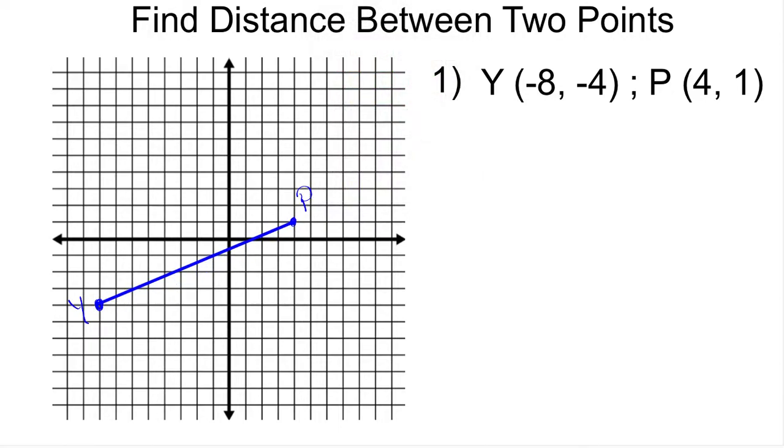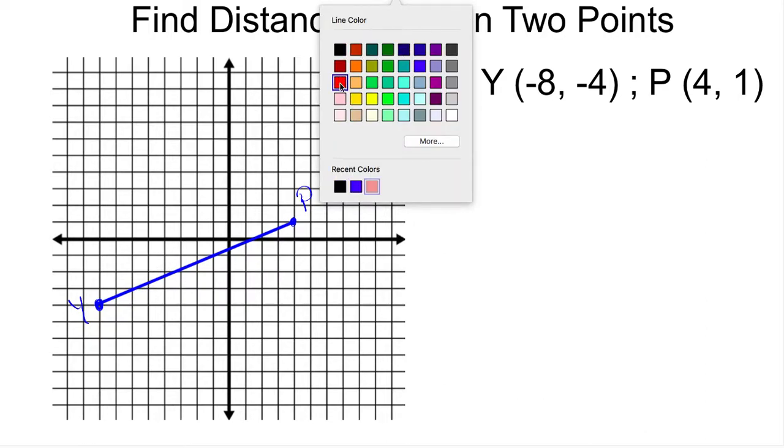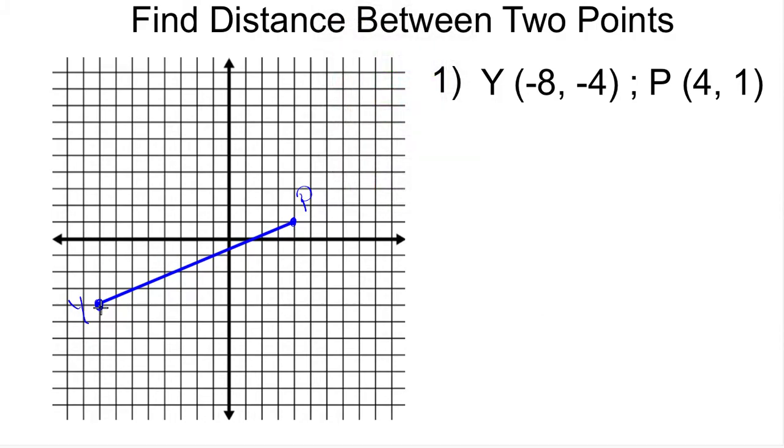Now, unfortunately, we cannot just count as we did for the previous example. So instead what we're going to do is make this a right triangle. We're going to make this distance the hypotenuse. And so if I draw this line and extend it out and draw downward from P, you can see I now have this right triangle. And now I can count these distances.